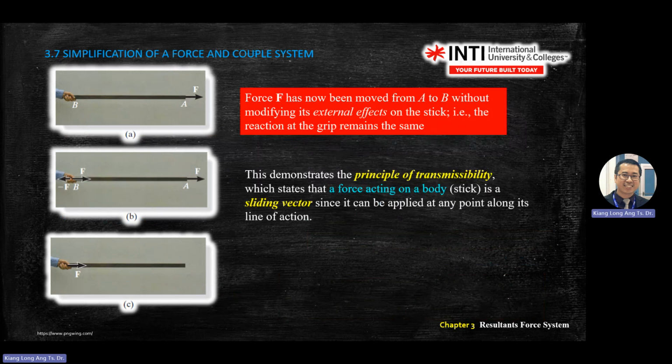This is called the principle of transmissibility. It means you can transfer the force from one location to another location along the axis. So sometimes you see the question purposely mention this, which means you need to use this skill in your solution. Principle of transmissibility. And they call this vector a sliding vector. For example, this force is called a sliding vector. You can slide along the axis. It's called a sliding vector. Okay.